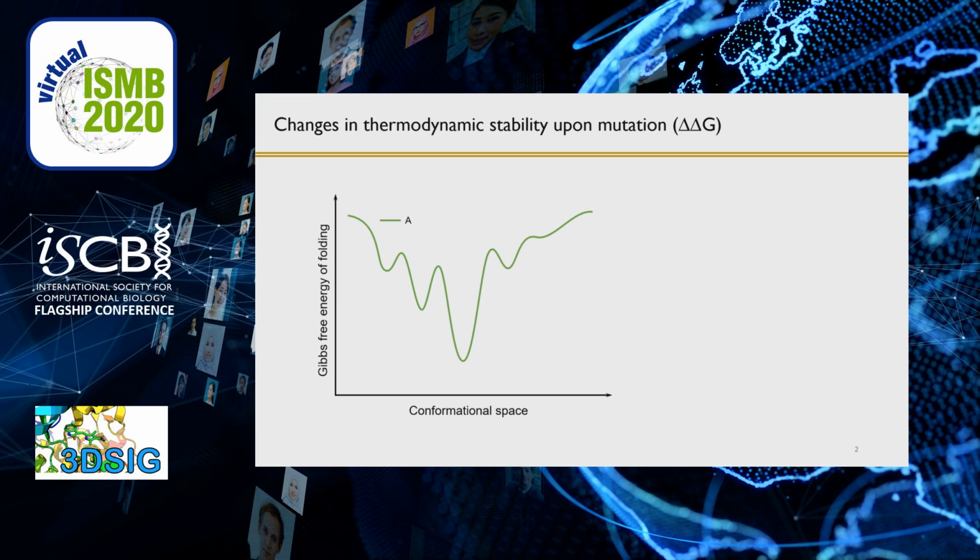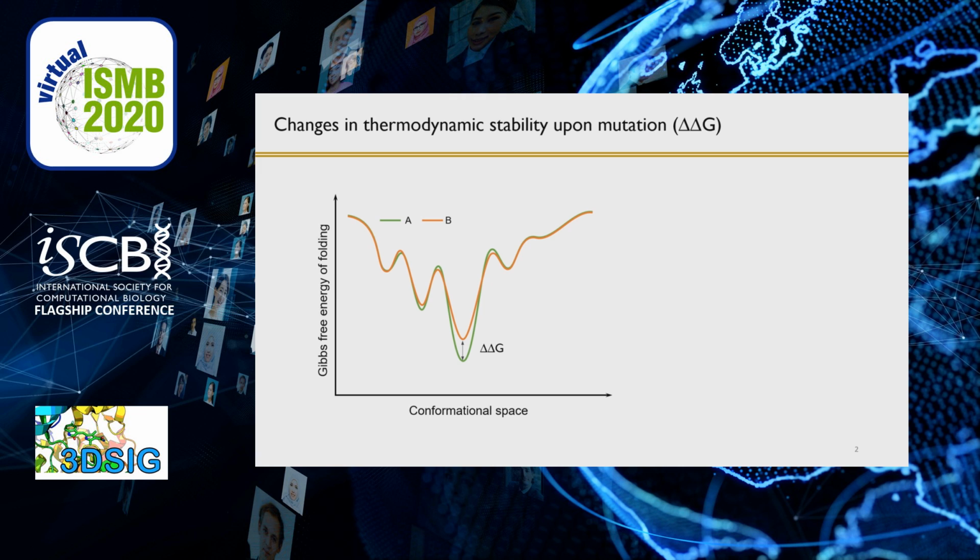When an amino acid mutation occurs in a protein A that results in a mutant protein B, very likely the native interactions will be disrupted. Depending on how much the resulting mutant residue can compensate for the native interaction, the stability of the protein can increase or decrease, and this change in stability is often called the delta-delta G.